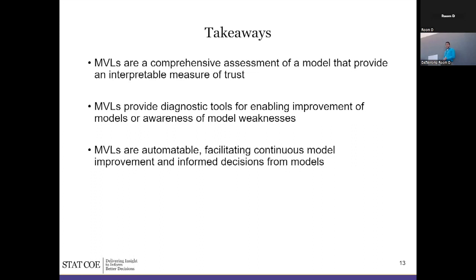Takeaways. MVLs are a comprehensive assessment tool. They give a comprehensive assessment of a model to provide a full picture of risk of model use across the entire mission scope. In addition to a picture of risk, they're a good diagnostic tool. They not only give you assessments, but they give you information on where you're lacking, why you're lacking, so that model developers might have the resources to go back and correct in those areas.